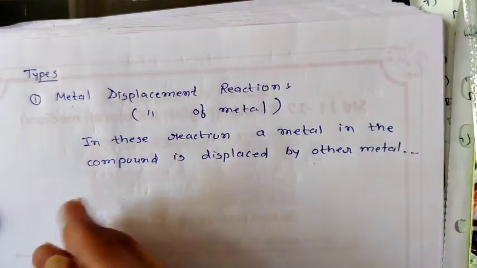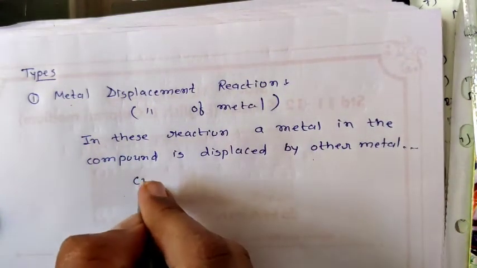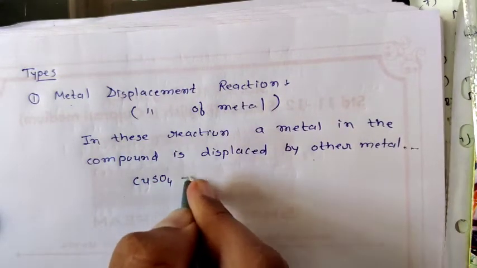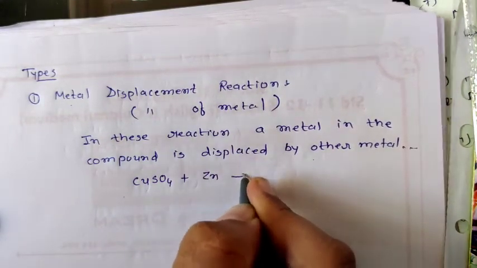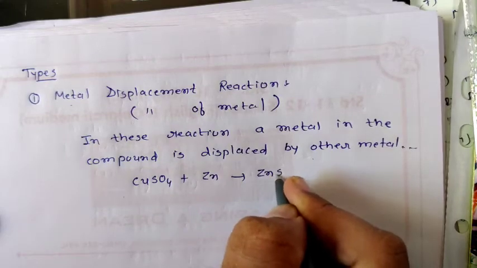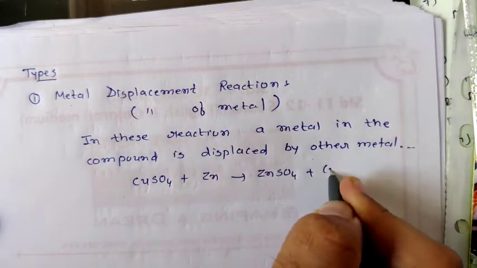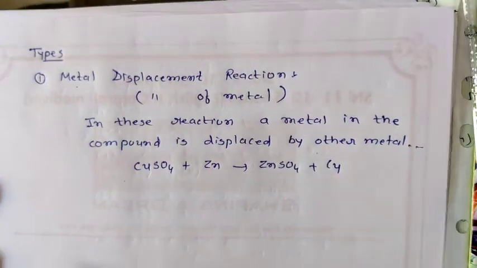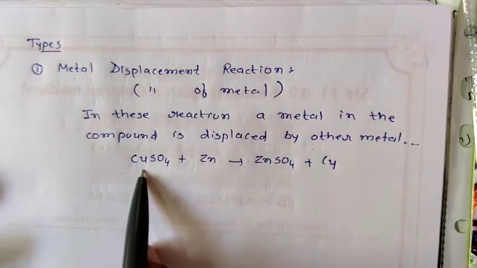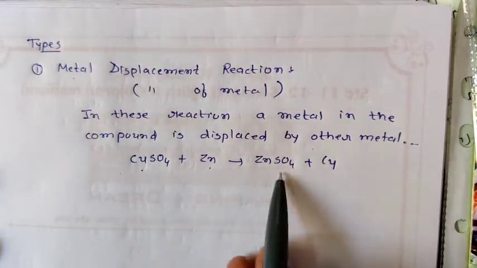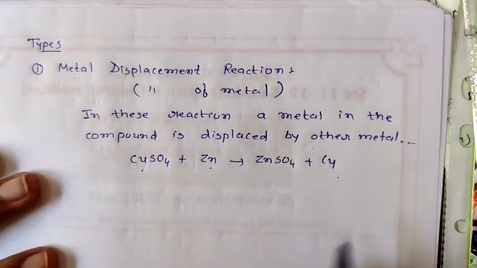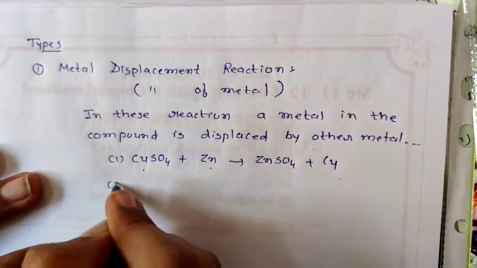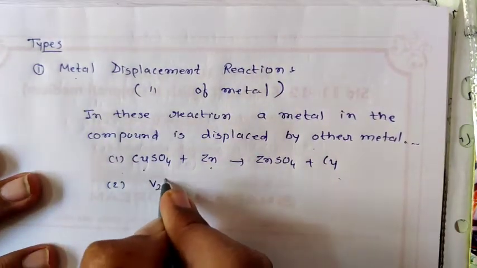We have an example of this: CuSO4 plus Zn gives ZnSO4 plus Cu. Just see, displacement of metal is possible. CuSO4 plus Zn, ZnSO4 plus Cu. Very simple example is here. Again, I will give you a second example about this.